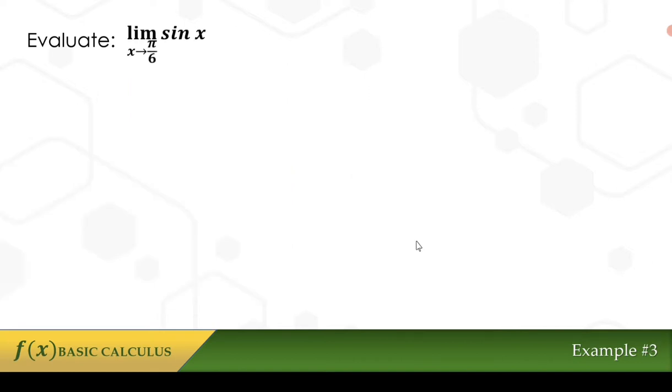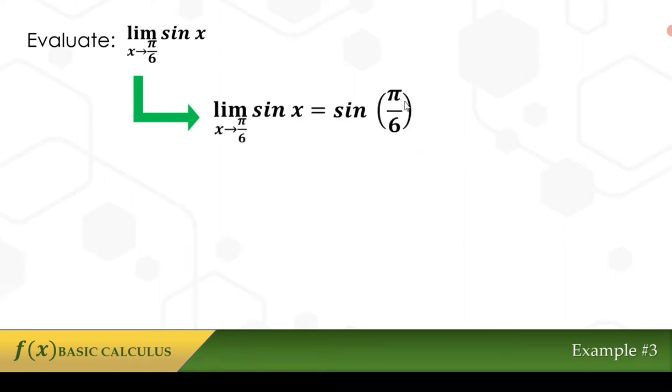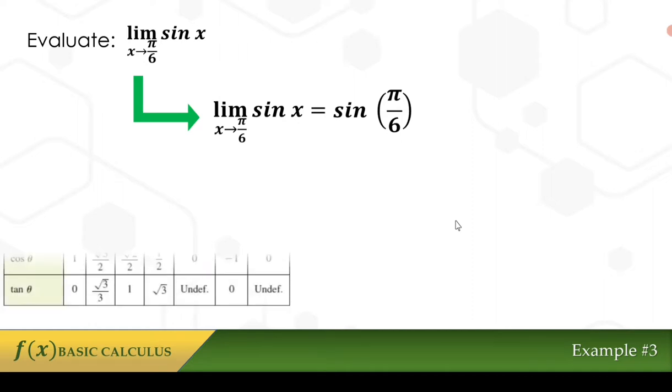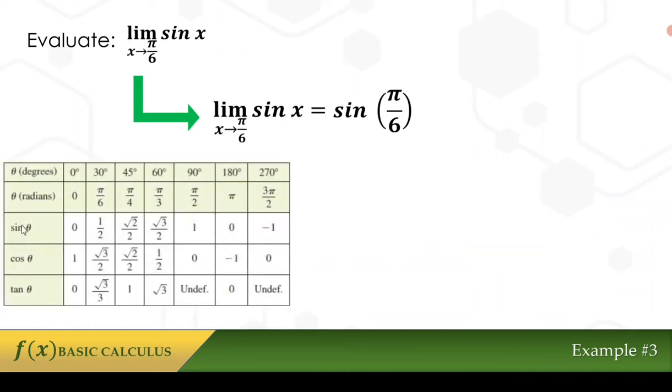Next, example number 3. Limit of sine x, and then x approaches pi all over 6. Okay? So let's apply direct substitution. So from sine x to sine pi all over 6. Now, it's simplified already, right? So let's check the table. So what is sine pi all over 6? So this is sine, and then this is pi all over 6. Again, the corresponding value is equal to 1/2, meaning the final answer is equal to 1/2.